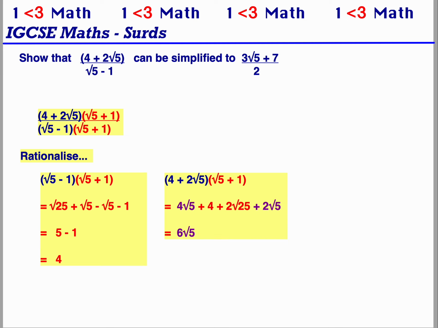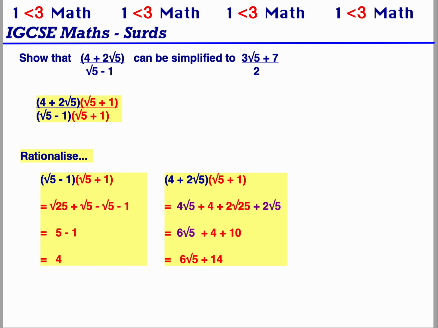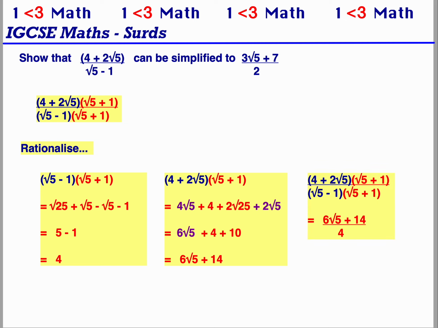So then I'm going to start to simplify. I can add the root 5s together. 4 root 5 plus 2 root 5 is 6 root 5. And then you've got the plus 4. Now 2 root 25 is 2 times 5 basically, because root 25 is 5. So that's 2 times 5, which is 10. So then that becomes 6 root 5 plus 14. So we've dealt with the numerator and the denominator independently. Now we're going to put them together. So the whole thing is now 6 root 5 plus 14 divided by 4.